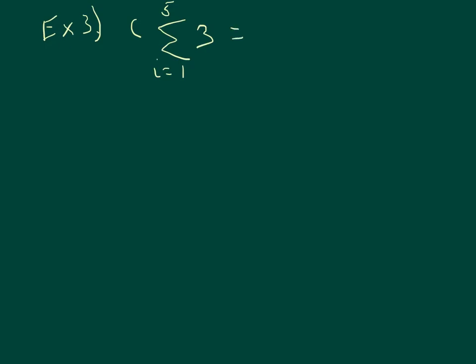So the first term is 3. The second term is also 3. The third term is 3. The fourth term is 3. And the fifth term is 3. So we've got 5 threes, which makes 15. So if there's no i to plug into, you just have the number that you have there. And that's the way it works. There is no checkpoint for example 3. So let's move on to example 4 and see how it works.